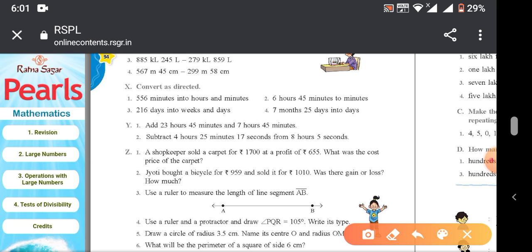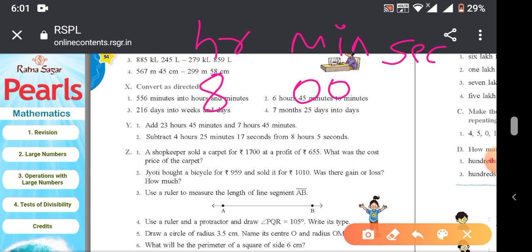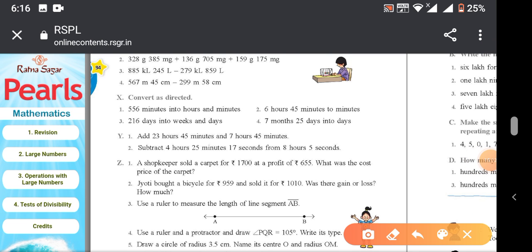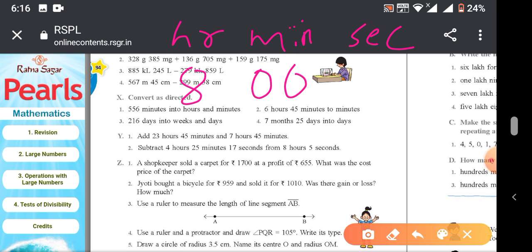Okay, subtract. So now write down hours here, minutes and here seconds. Next, 8 hours here, 0 minutes, 5 seconds. So second question, subtract 4 hours 25 minutes 17 seconds from 8 hours 5 seconds. 8 hours here, minutes 0, seconds 5. Okay. Next, 4 hours, 25 minutes, then 17 seconds.